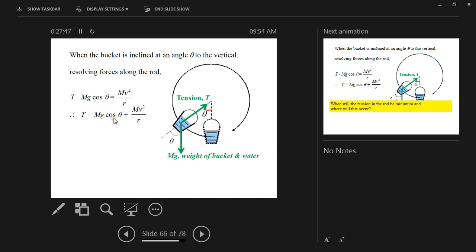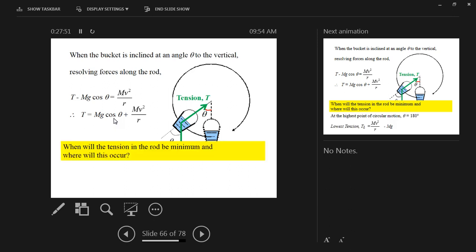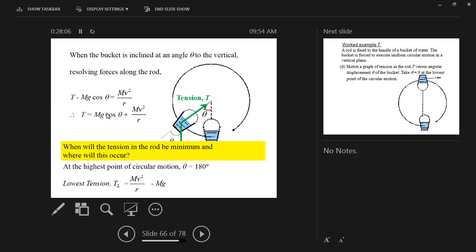So when is cosine theta the smallest? Okay. So that is the question that you need to ask. When will the tension in the rod be minimum? And where will this occur? So we know it has to do with cosine theta. Okay, the minimum value for cosine theta will be not 0, but minus 1. Right, that's the smallest value.